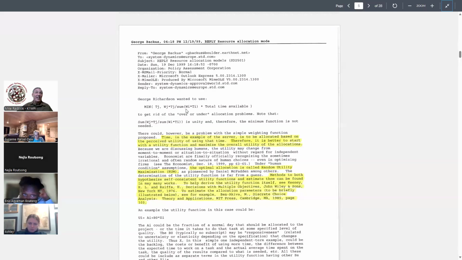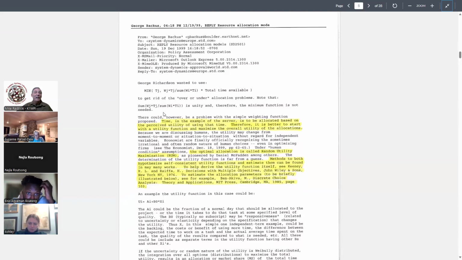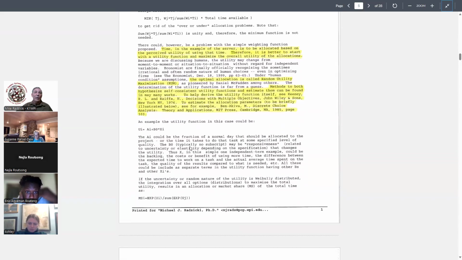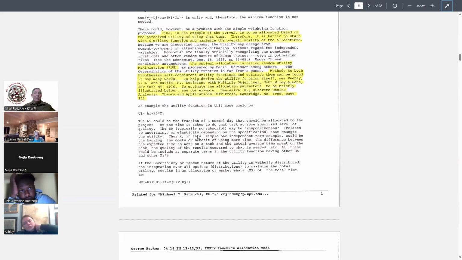So George Backus is going to box George Richardson. Okay, but note that he finds a problem here. Again, I'm not going to read it all tonight. You can read it on your own. And like I say, it's kind of a delightful bantering back and forth by these luminaries.